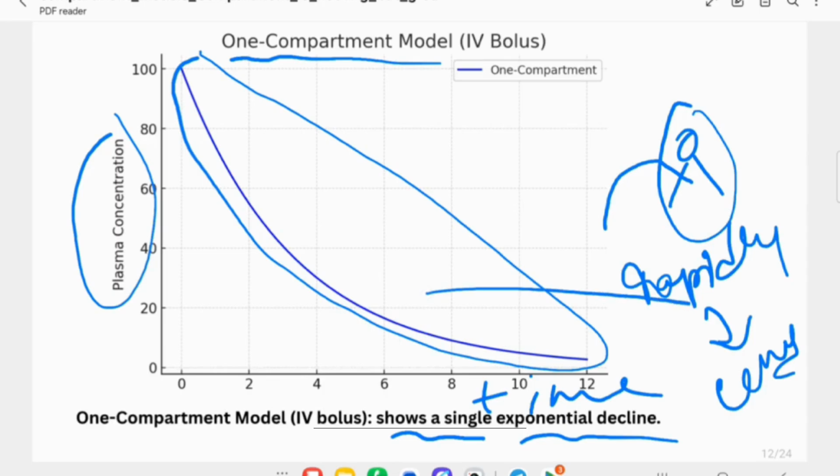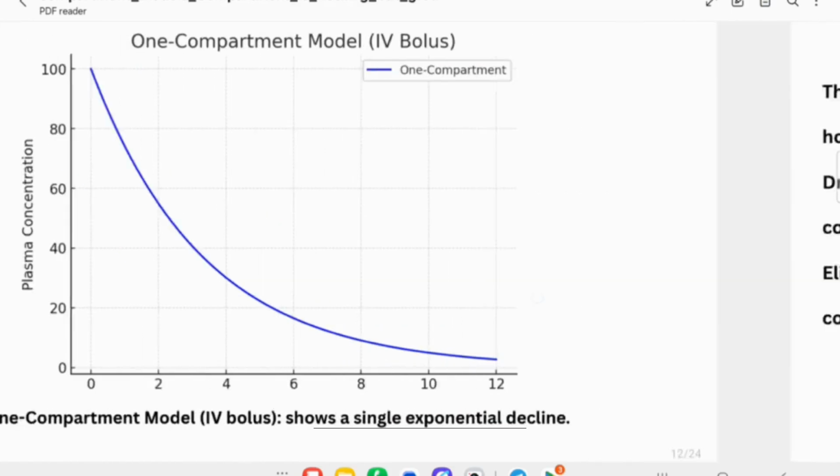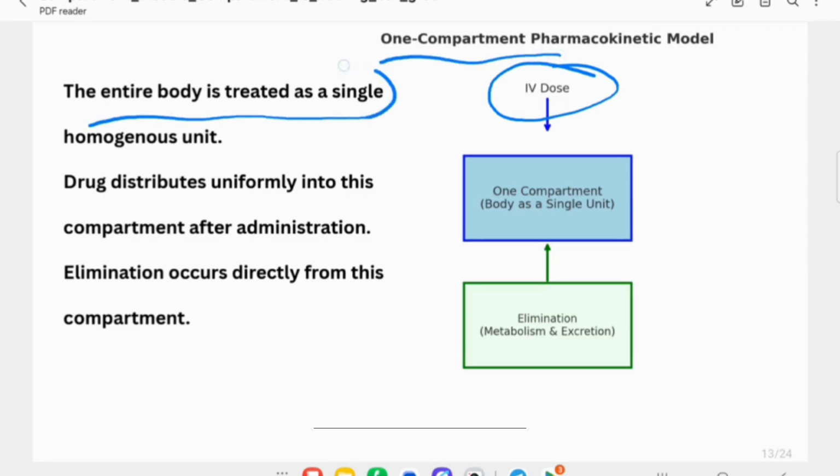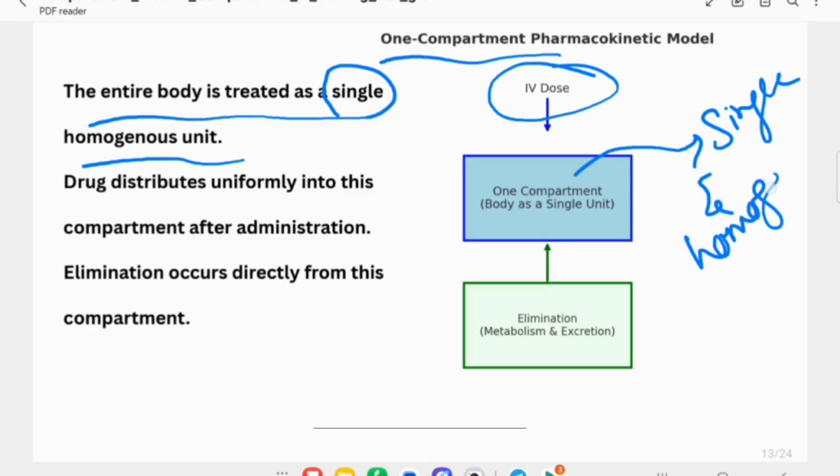Okay, the next thing. When we see this flow chart, when we have given the IV dose in the one compartment model, the entire body is treated as a single homogeneous unit. So here there is no segregation of the parts. The whole body is treated as a single compartment.